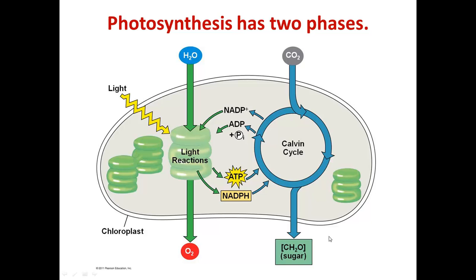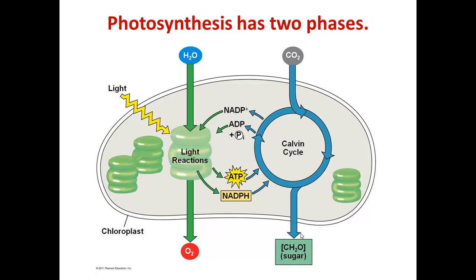So then this ATP and NADPH is used to power the Calvin cycle. And as a part of the Calvin cycle, carbon dioxide is fixed to become sugar, such as glucose. So the ATP and NADPH from the light reactions is used to convert CO2 into glucose.